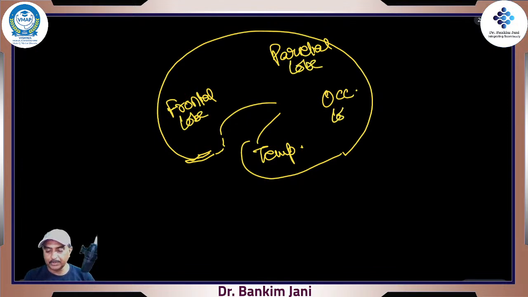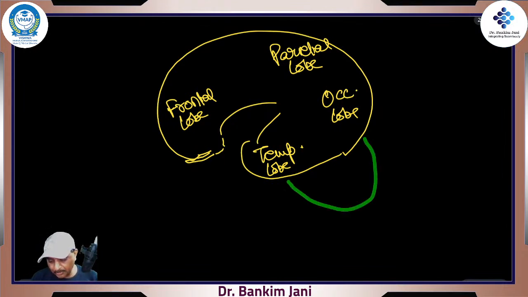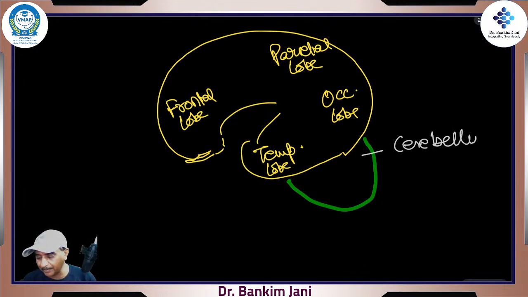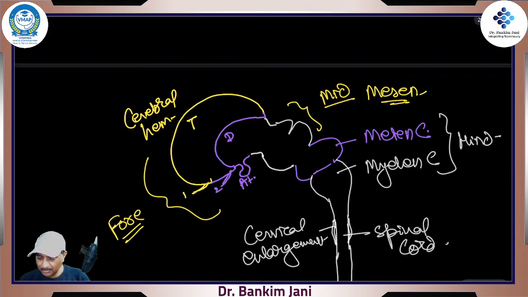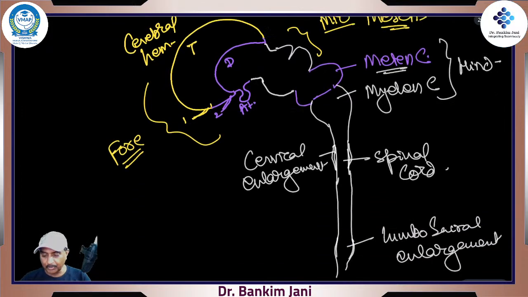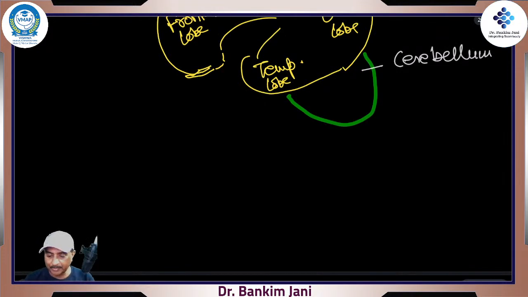These lobes will be covering the diencephalon, which is inside. Meantime, this posterior portion leads to the formation of the cerebellum. Cerebellum was part of the metencephalon, along with the pons. So the cerebellum is here, and the pons has to be here.